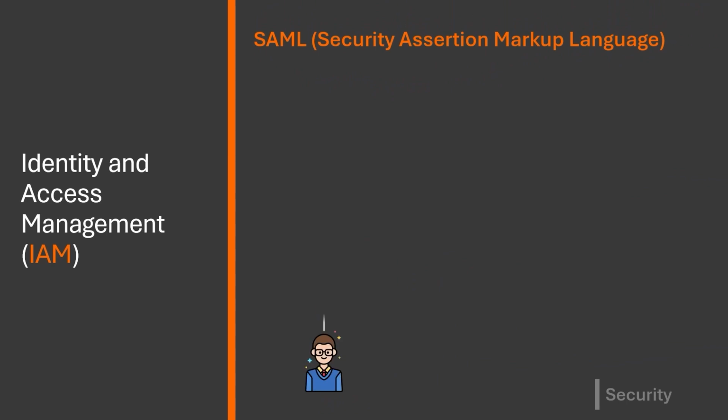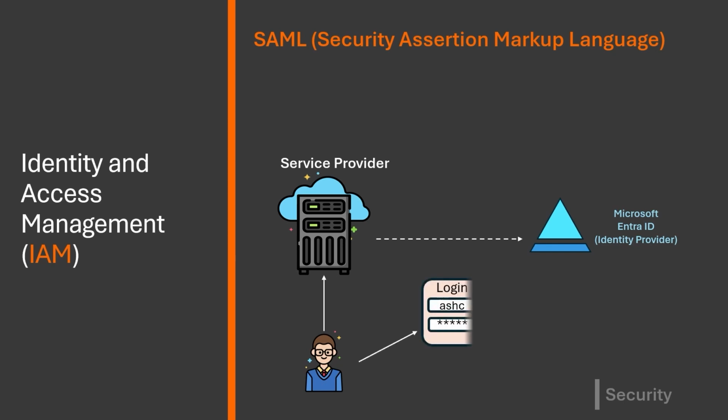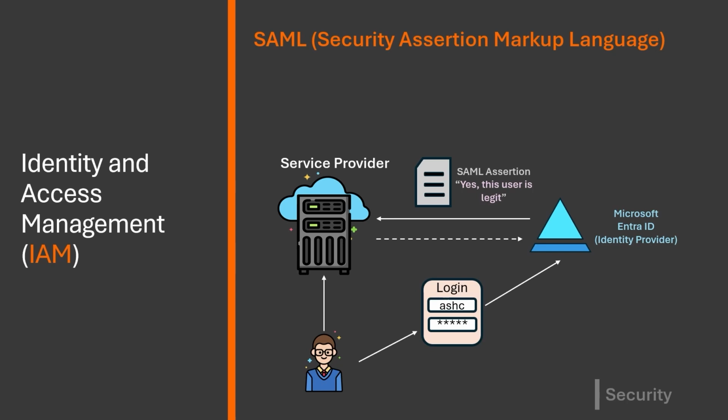First, a user attempts to access a cloud-based service, which is the service provider, such as Salesforce. The service provider redirects the user to their organization's identity provider for authentication. The user authenticates with their corporate identity system, typically by logging into the IDP, or identity provider. Upon successful authentication, the IDP sends a SAML assertion, which is a secure XML message that confirms, yes, this user is who they say they are.